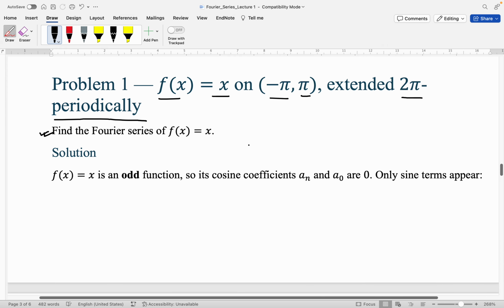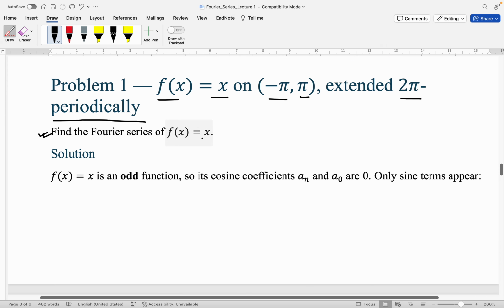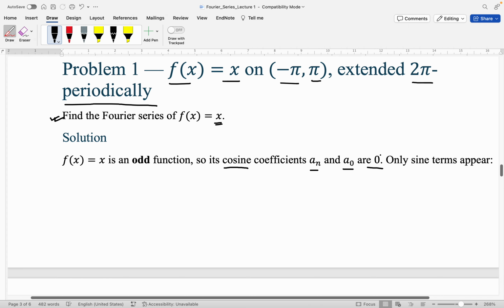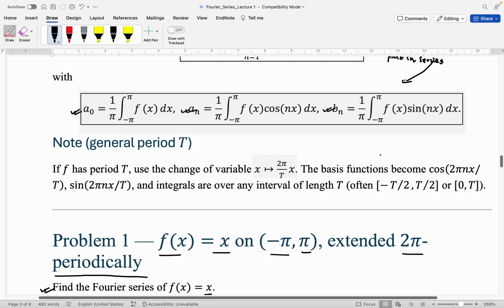So let's check this. As I said, if we have an odd function, so this is an odd function because f of minus x would be minus x, not f(x). So if it is an odd function, if you take the cosine coefficients, an and a naught, they are always going to be 0 because this is an odd function. Directly check whether it is an odd function or an even function. If this is an odd function, you put the value, you are going to get 0. This will also be 0 for odd function.